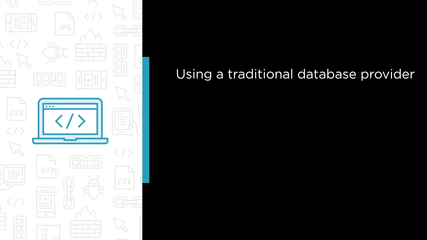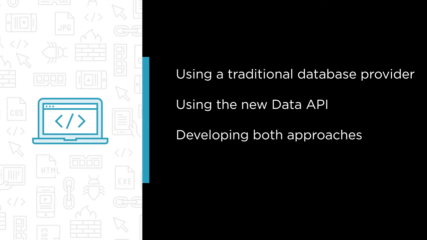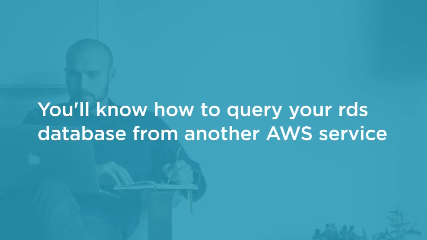Some of the major topics that we will cover include using a traditional database provider over which queries can be made against the RDS instance, as well as using the new Data API to execute queries against the Aurora serverless instance. Together, we'll explore developing both approaches through a demo Lambda Node.js web service. Along the way, discovering the configurations required to open up communications between RDS and Lambda. By the end of this course, you'll know how to query your RDS database from another AWS service.